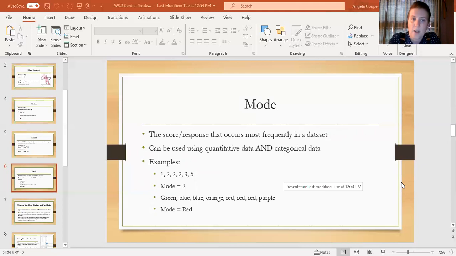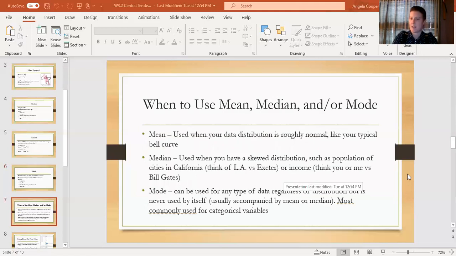So for quantitative variables, we can say, oh, 1, 2, 2, 2, 3, 5. The mode for that would be 2 because 2 appears the most frequently. But when we're looking at, let's say, a categorical variable of colors, green, blue, blue, orange, red, red, red, purple, the mode for that would be red because red appears most often. So those are the 3 measures of central tendency.